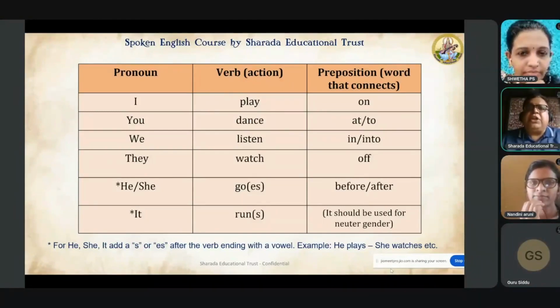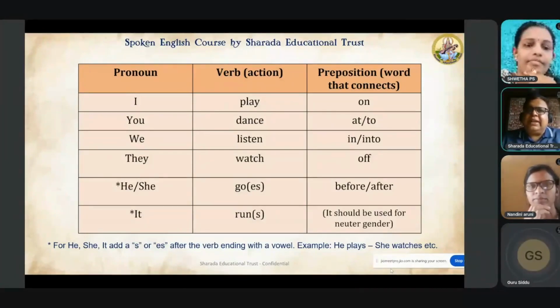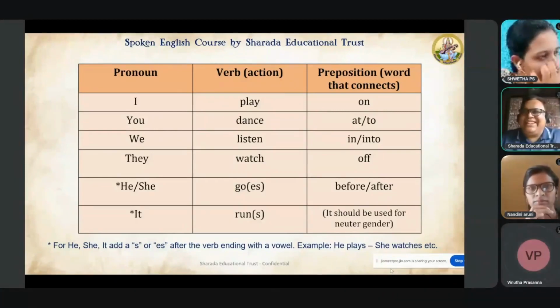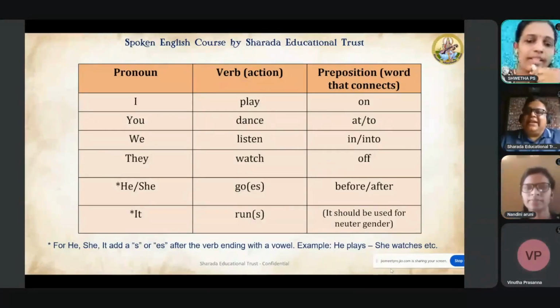Who should I ask? Vinuta, what is a verb? It's an action. Correct. And I'll ask you again, Vinuta, what is a preposition? It connects. It connects a word to a noun or to make a sentence. Yes.